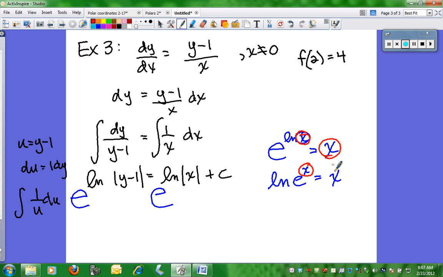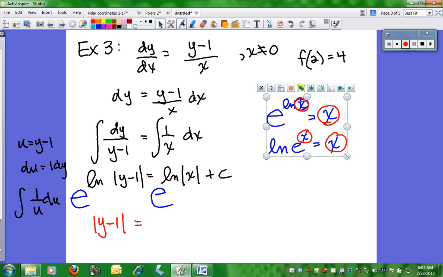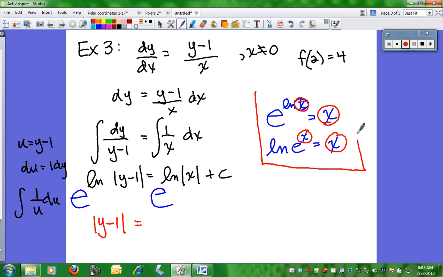So in this case, we have e to the natural log of y minus 1. That means the composition of these two functions allows me just to write it as this equal to, now this is a little different. Here is one little aside that I did here. I'll put a little box around it and say, okay, remember this. The other thing is, look at this.